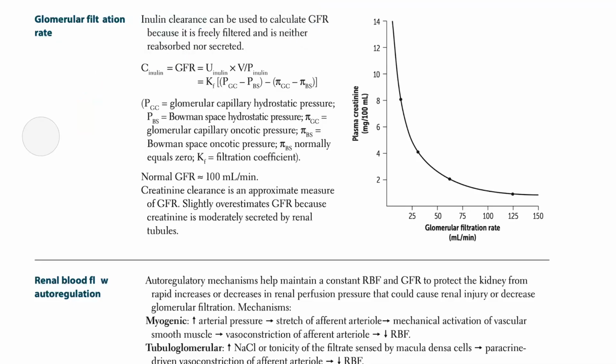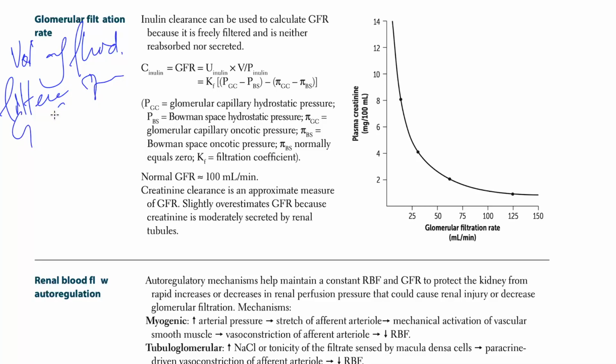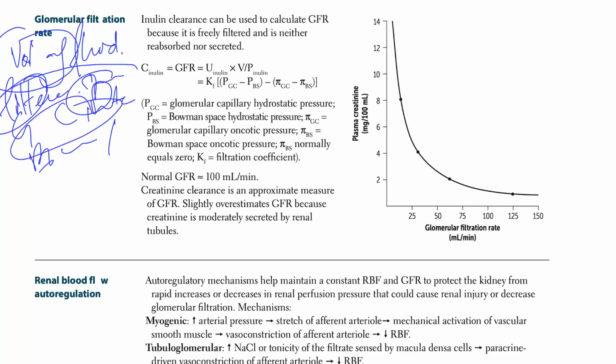And what is GFR? Well, GFR is the volume of fluid filtered from the glomerular capillary into the Bowman's capsule per unit time. So the volume of fluid filtered from the glomerular capillaries into the Bowman's capsule per unit time is called GFR.